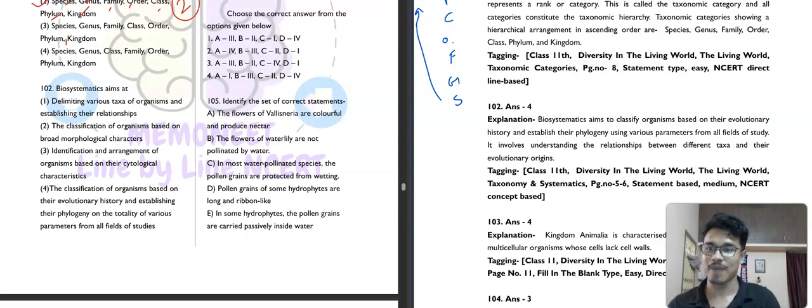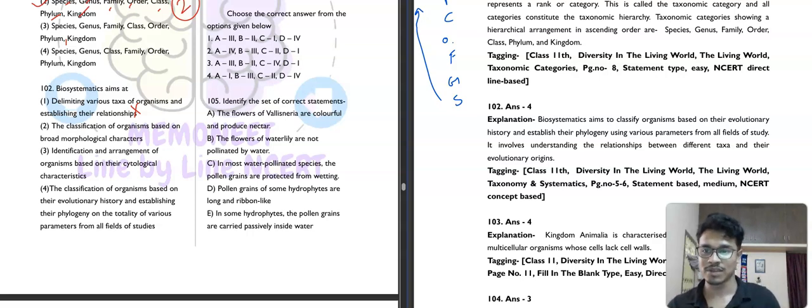It is saying that biosystematics aims at. What does biosystematics mean? So let's read all the options. Delimiting various taxa of organisms and establishing the relationship. No, this is not what biosystematics actually is. It is basically classification of organisms based on their evolutionary history and establishing their phylogeny on the totality of various parameters from all of the fields of study. So that is biosystematics.